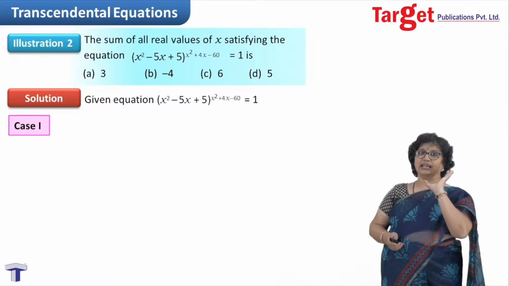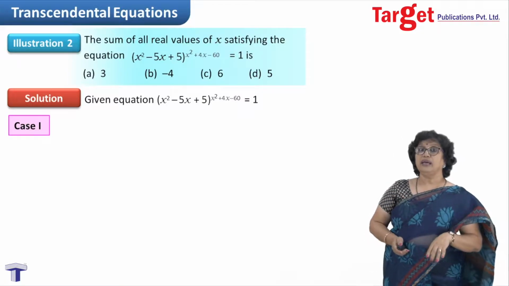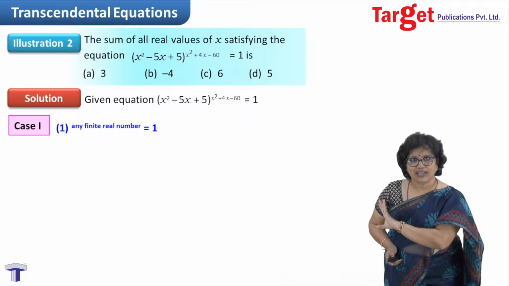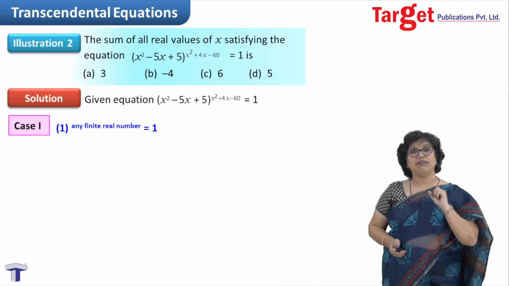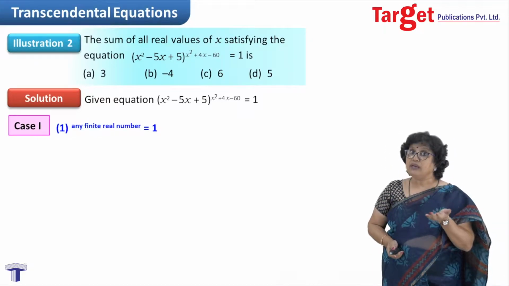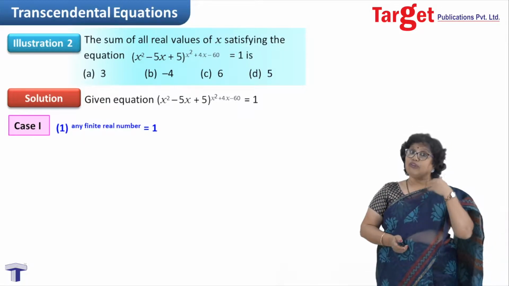Now I start thinking like this. Something raised to something is 1. When does that happen? If 1 is raised to something, that will give me 1. Second option could be minus 1 raised to some even power. Even that may give me 1. And the third option could be something raised to 0. That also can be 1. Now we will take them one by one.